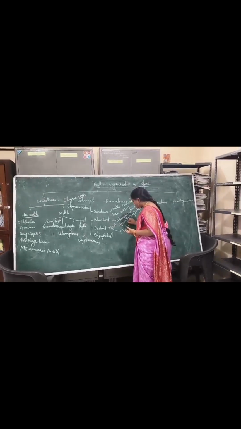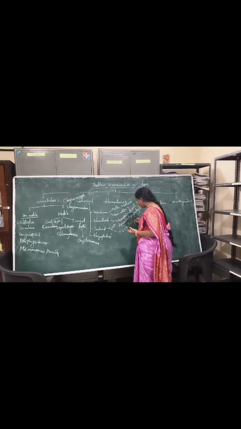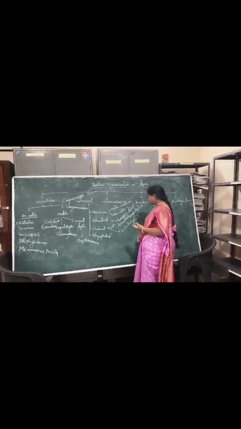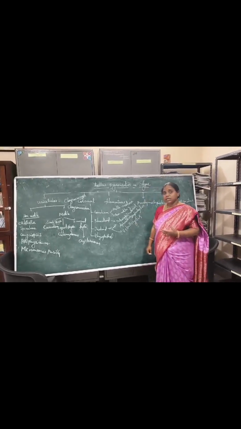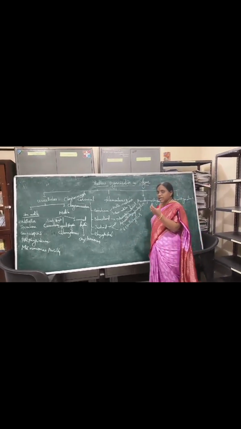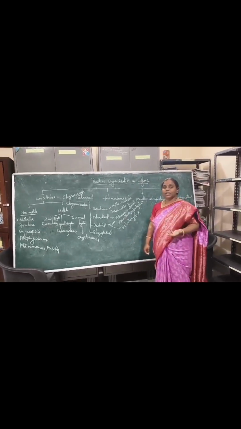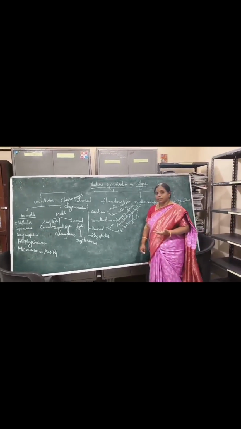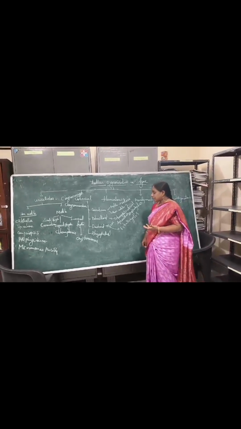Ecballocystis. Ecballocystis is the example of the dendroid form. It is highly branched like a tree, looks like a tree. That's why the name dendroid. And another example is rhizopodial.